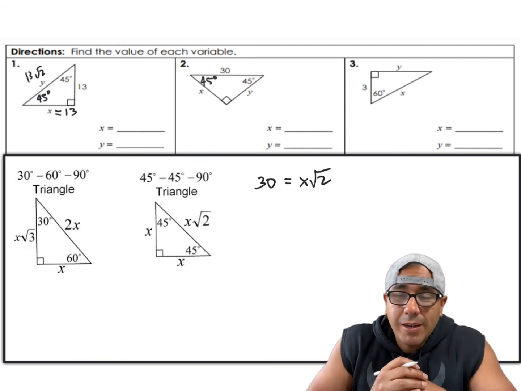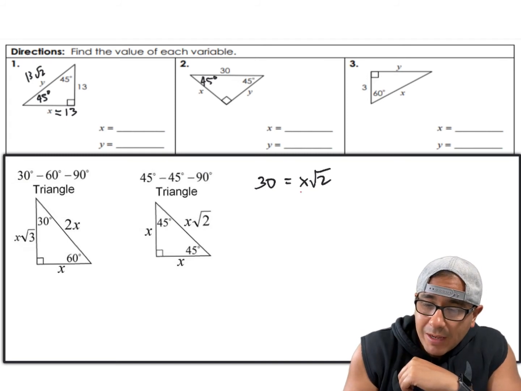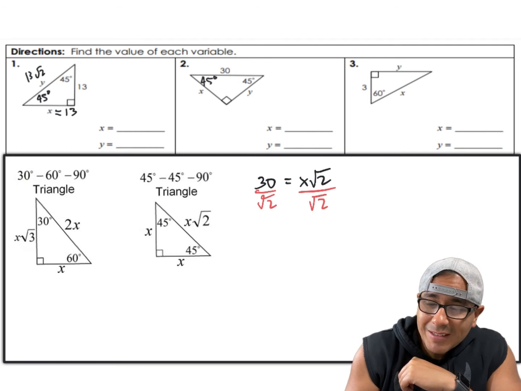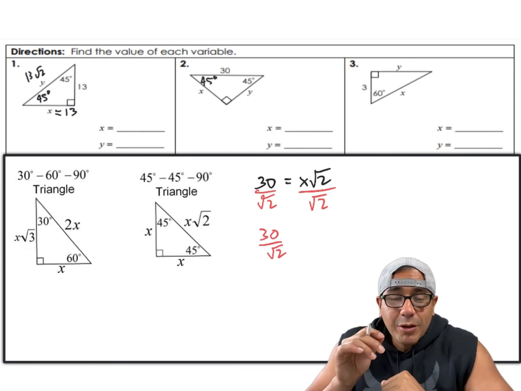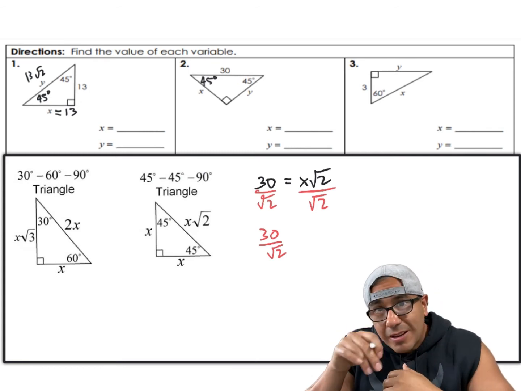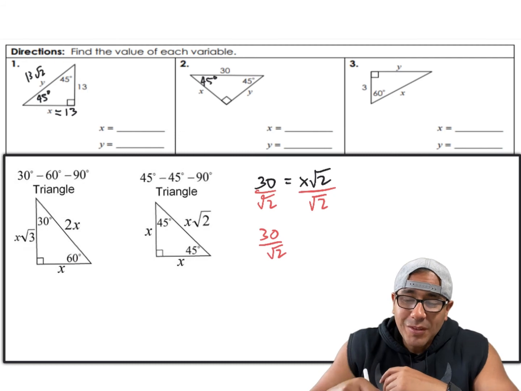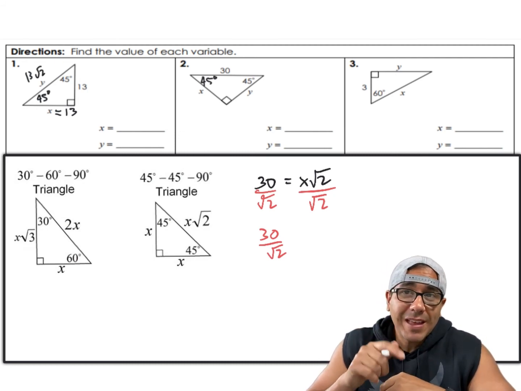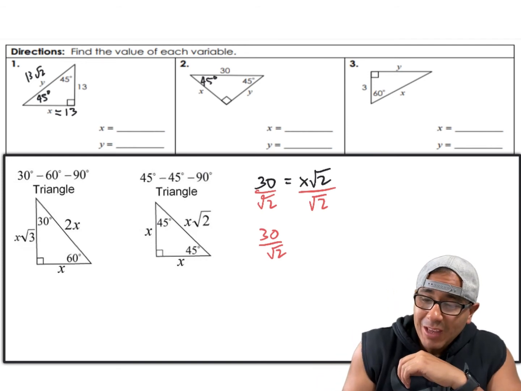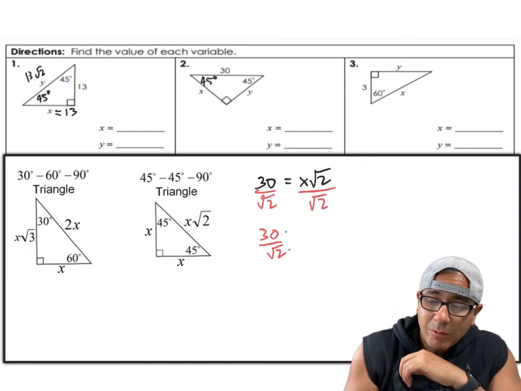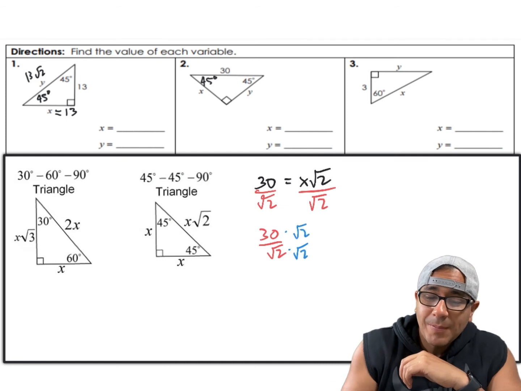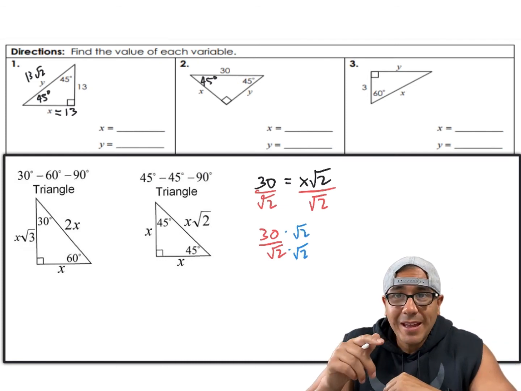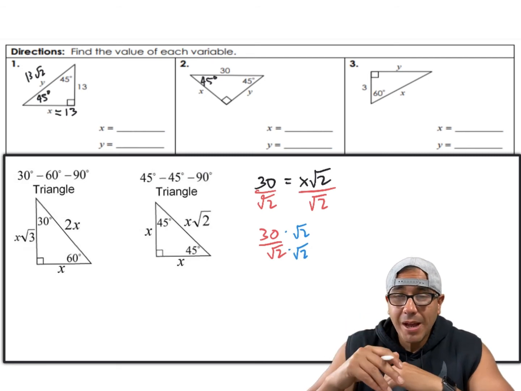Now we just solve for x. We're going to divide by the square root of 2 on both sides, and now you get x equals 30 divided by the square root of 2. Well, remember, you can never have a radical, a square root, in the denominator. So we're going to rationalize the denominator. What does that mean? We're going to get rid of that square root from the denominator. How do you do that? Whatever square root is in the denominator, you multiply the numerator and the denominator by that. So don't forget, you do both top and bottom.